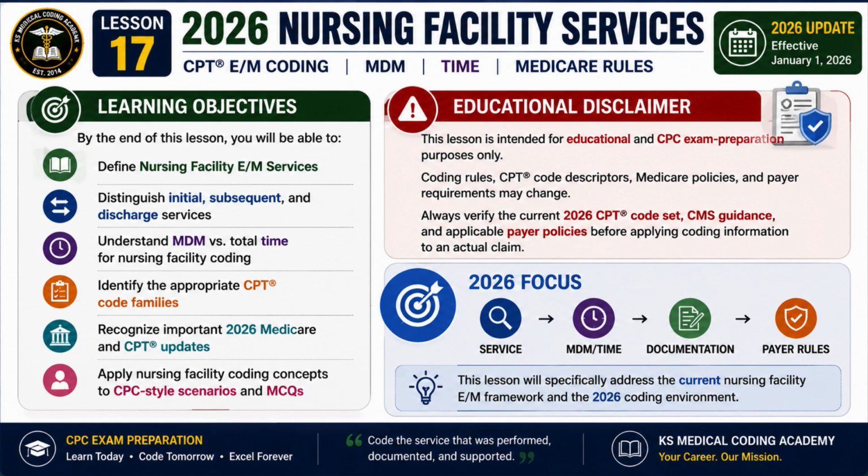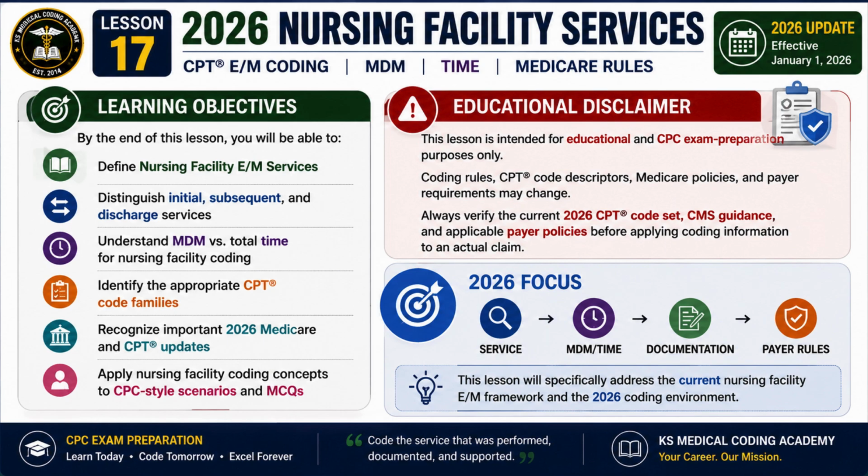Before we begin, let's review the objectives for Lesson 17, 2026 Nursing Facility Services. By the end of this lesson, you'll understand initial, subsequent, and discharge nursing facility services, and how MDM and total time affect code selection. We'll also review the major CPT code families, important Medicare rules, 2026 updates, common coding traps, and CPC-style questions. Remember this basic coding approach: identify the service, determine MDM or time, verify the documentation, and then apply the appropriate payer rules.